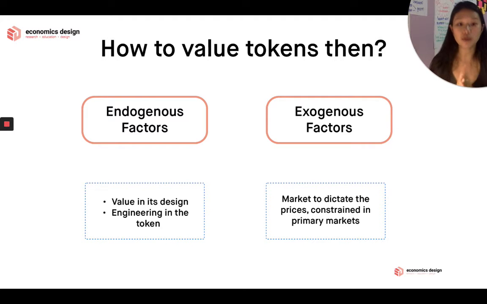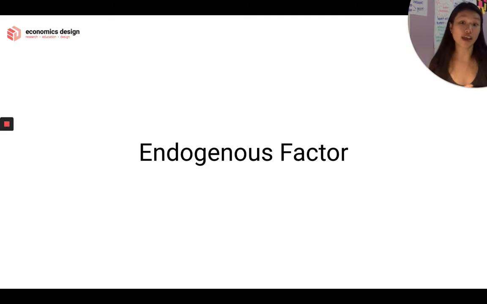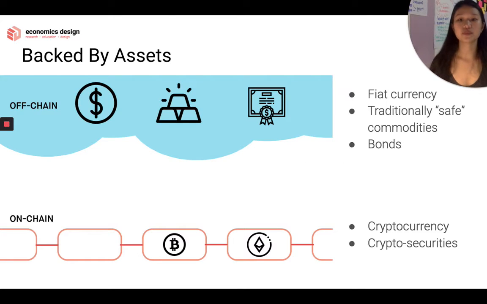Primary markets, we're going to talk about that later, but primary markets are basically the first market where the institute trades with the first person that buys it. Secondary market is everything that happens after. So let's start with endogenous factors. The first one is that it can be backed by an asset.